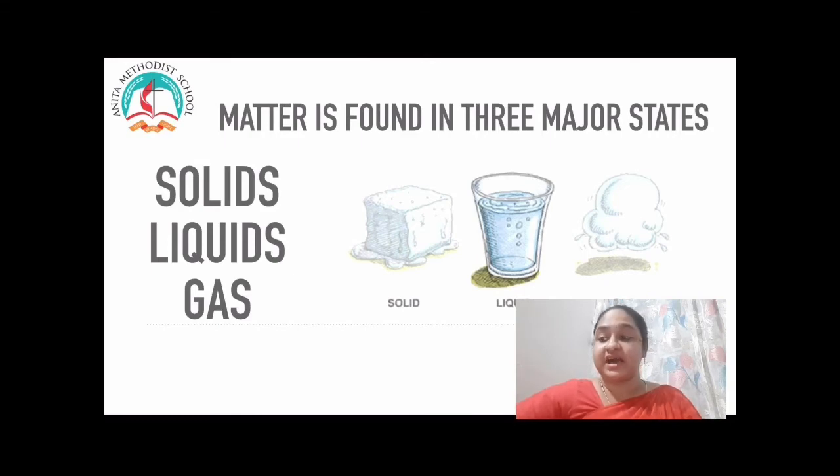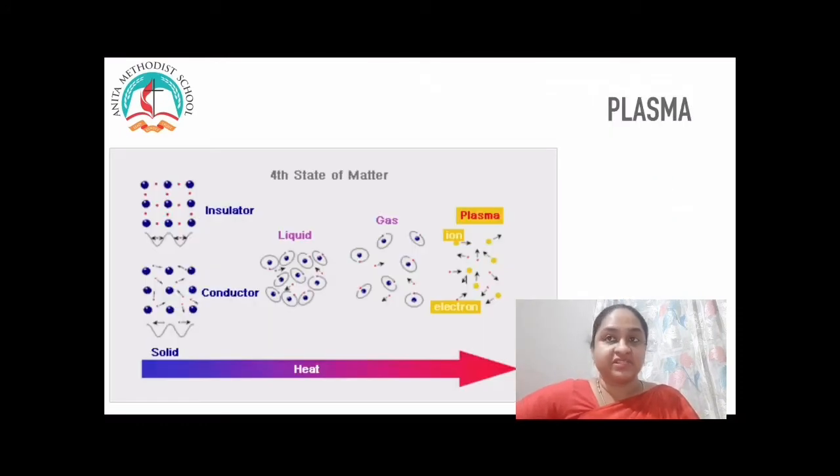Now in this class we will learn about two more states of matter. The fourth state of matter is called plasma. See, you have insulators and conductors. It starts with solid. On heating it gives liquid, then it becomes gas and then it becomes plasma.